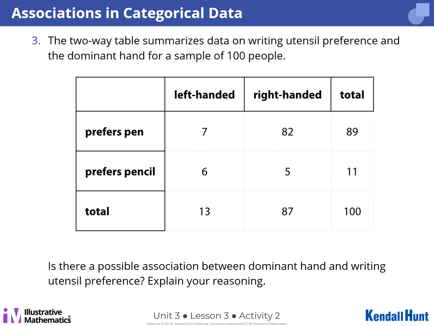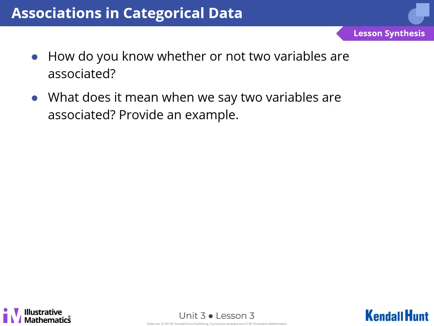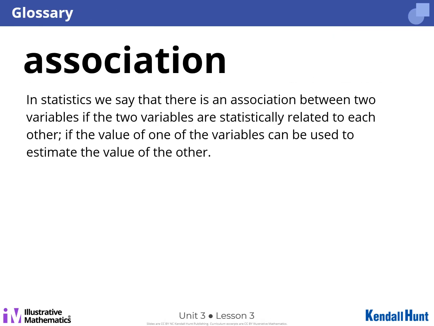Is there an association between dominant hand and writing utensil preference? What are your thoughts and what evidence do you have to support that? Our vocabulary: association between two variables is when we have statistical evidence that one variable can influence the other. We can use that influence to estimate the value of the other. And that is it for this video.